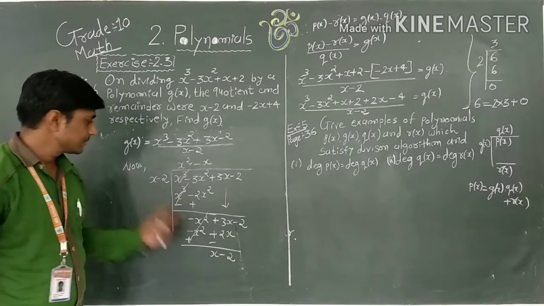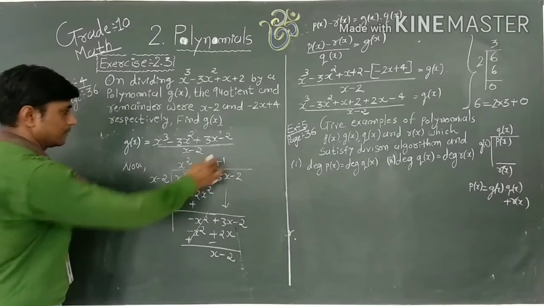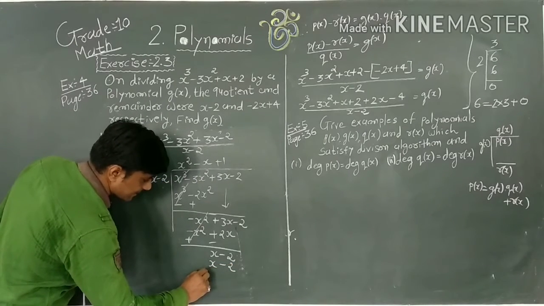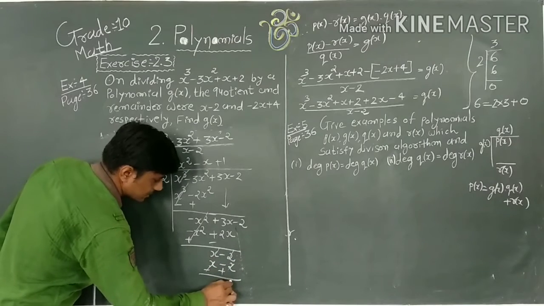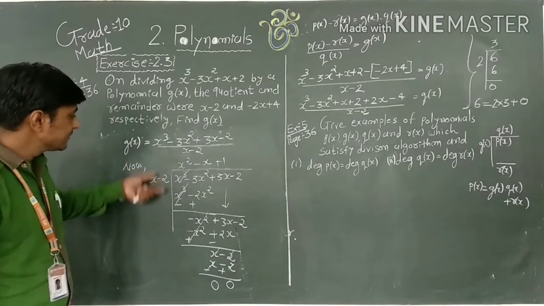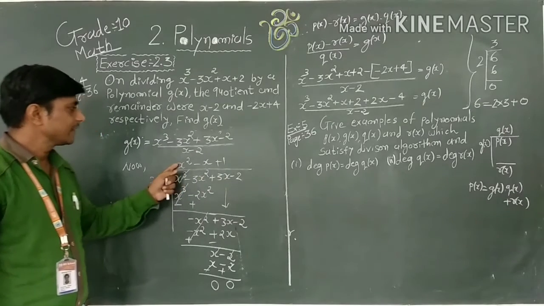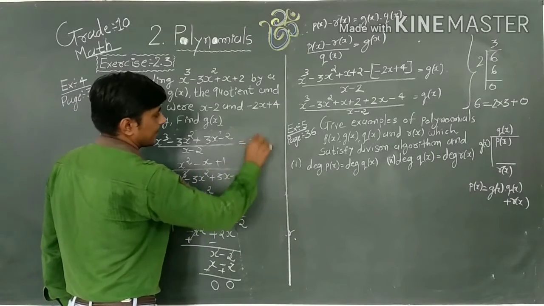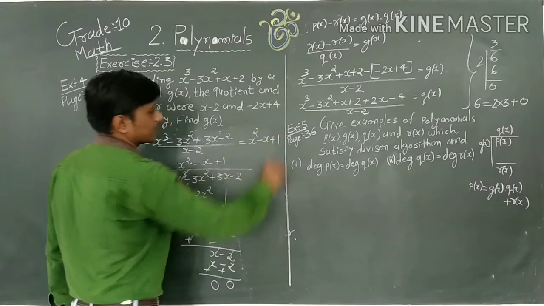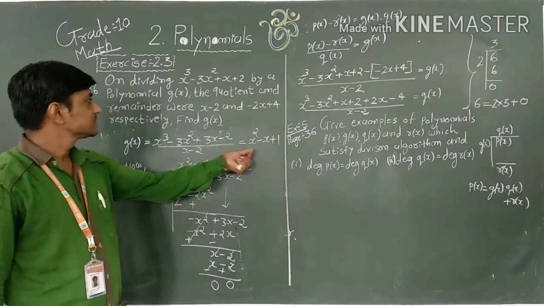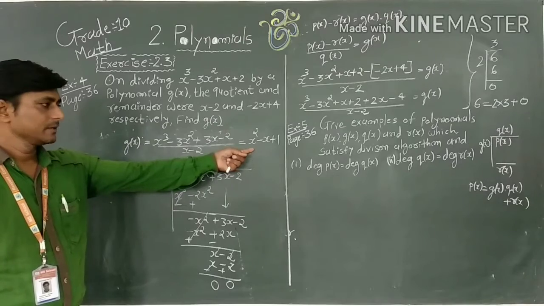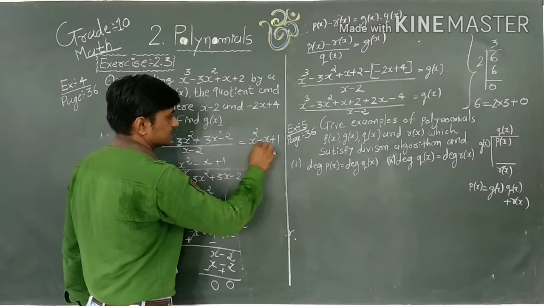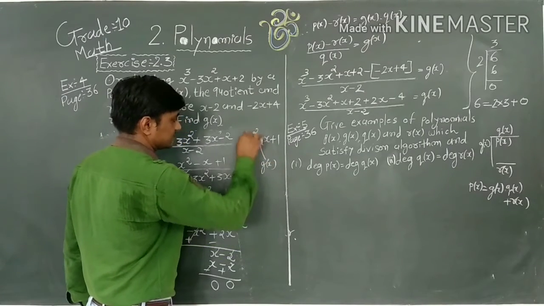Simply both are the same, just multiply with 1: 1 into x, that means x, 1 into minus 2, that means minus 2. Change this sign, minus plus. We have remainder 0. Okay, now what is the division? Division is this. Therefore our g of x is equal to x square minus x plus 1. And hence this is g of x, and this is the final answer.